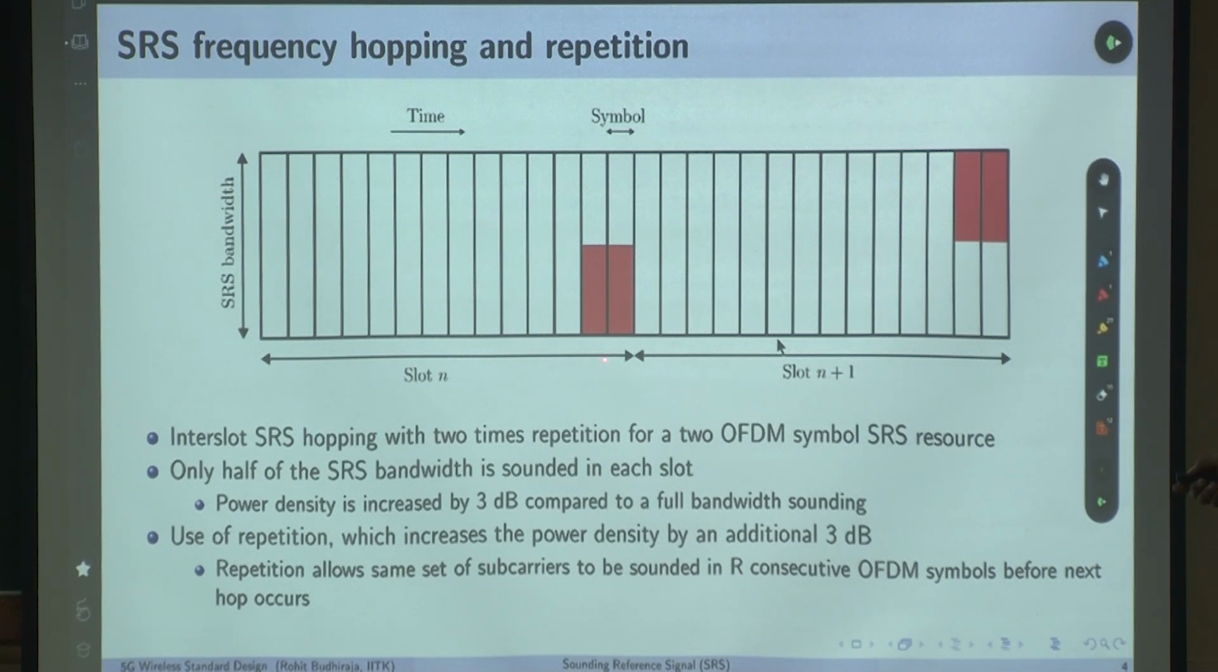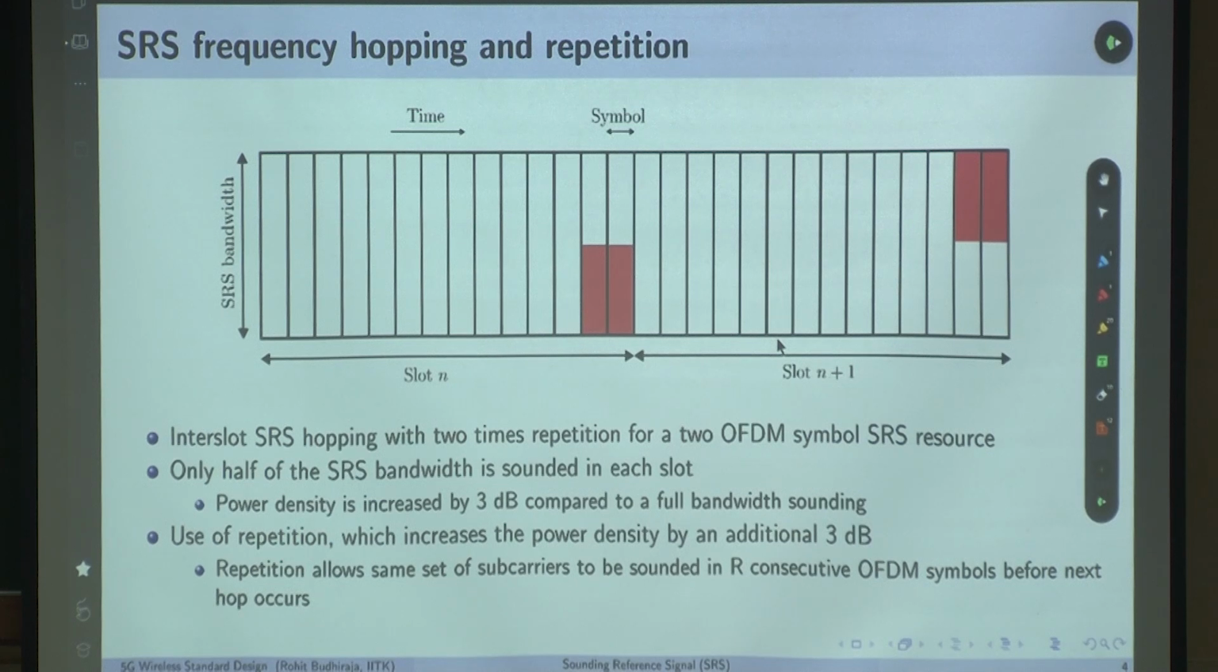This allows the same set of subcarriers to be sounded out in R consecutive symbols. R is 2 here. If R is 4, that can also be done. The UE condition is worse than this. So the base station will allow repetition of 4. That's what is happening.